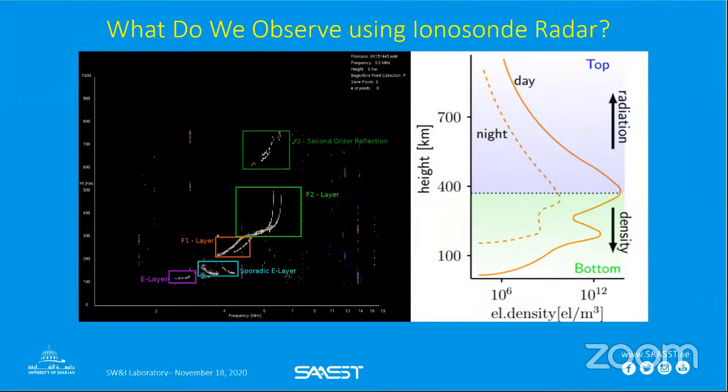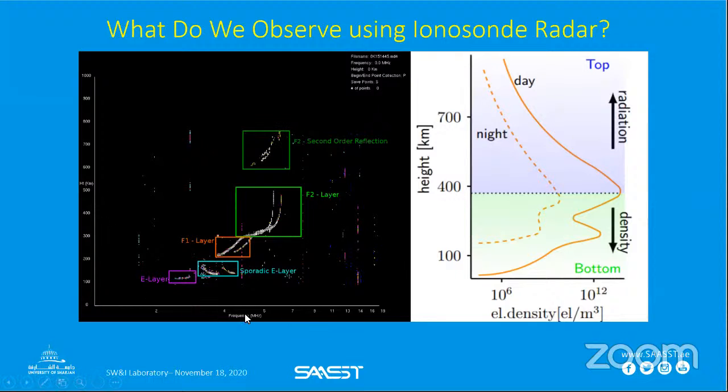Now we have a second instrument, the ionosphere radar system. When it works, we use it every 15 minutes. And it produces an image like on the left side, a black background, and then we have different traces of the ray that return back. So basically, what is it?